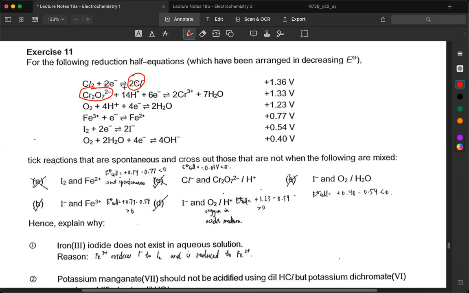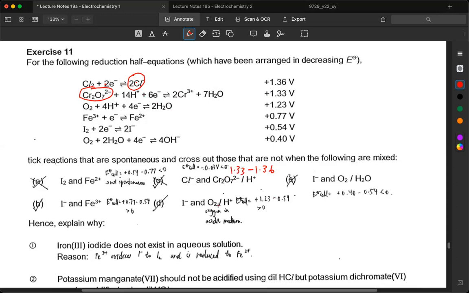Okay, so 1.36. Sorry, oxidizing. So it should be done here, 1.36 here. Then this one is the oxidized. The reduced one is here, the oxidizing is here. So it's 1.33 minus 1.36. That's how I do it.